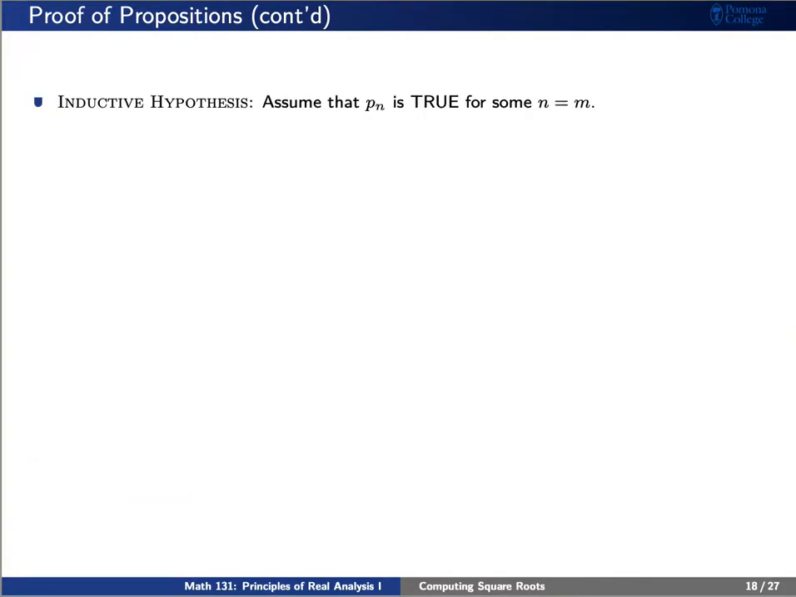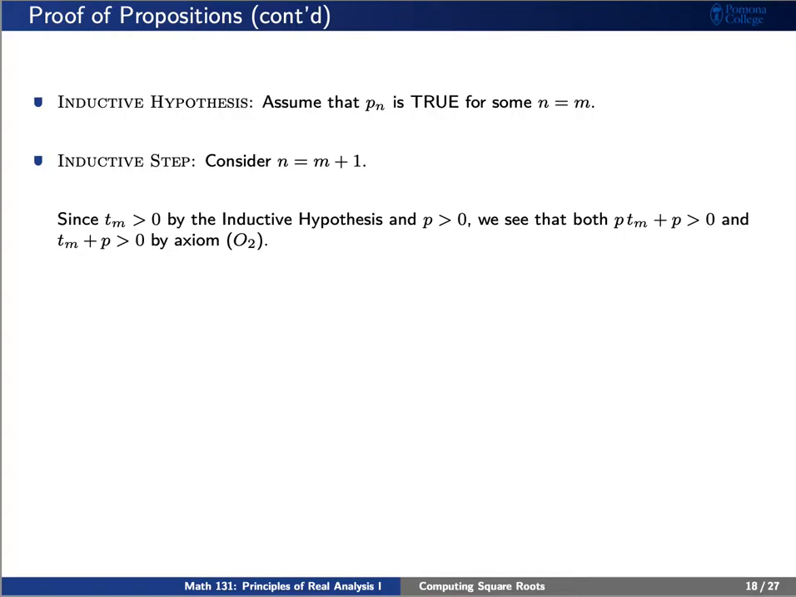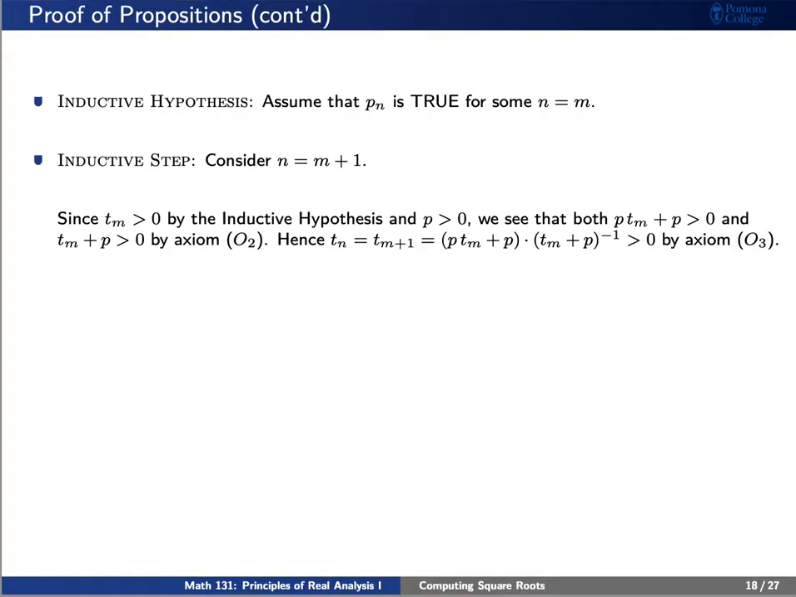Now, let's state our inductive hypothesis, that is that the proposition p sub n is true for some n equals m. We'll consider the next case, n is equal to m plus 1. Since t sub m is positive by the inductive hypothesis, and p is greater than 0, we see that p times t m plus p, and t m plus p are positive. Recall that this is the numerator and denominator. Hence, the ratio, which we're calling t sub n, also has to be positive.